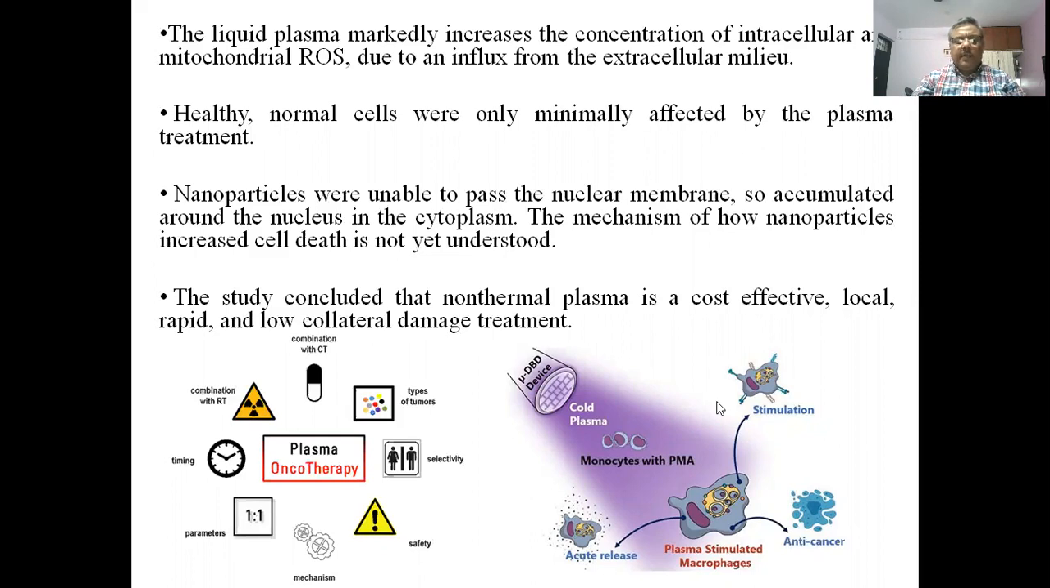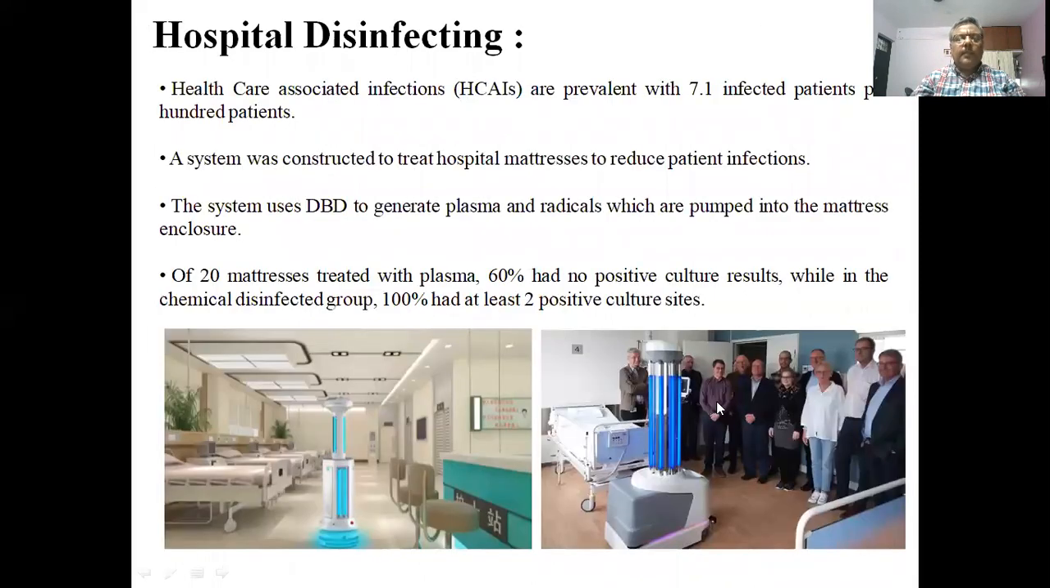This is the mechanism. Like we talked about hospital disinfection, this is a kind of device that you can use for disinfecting.